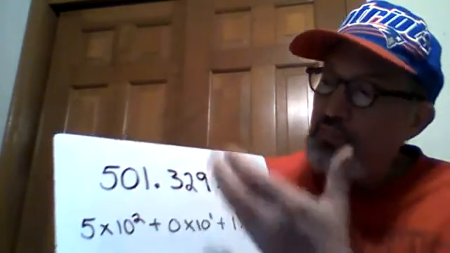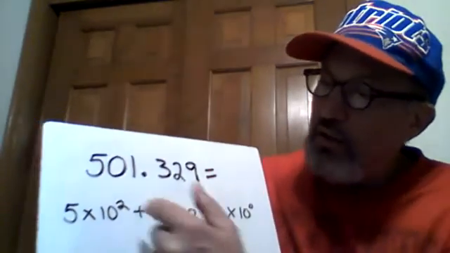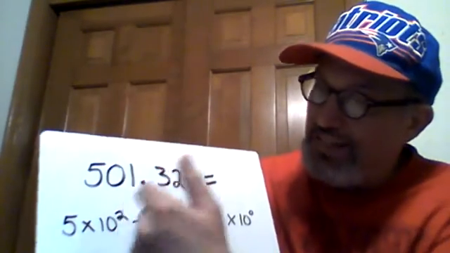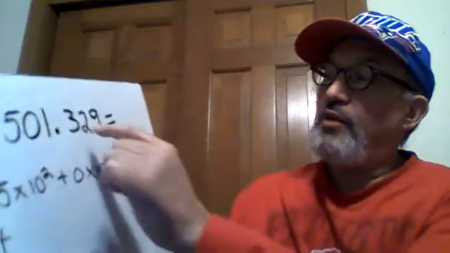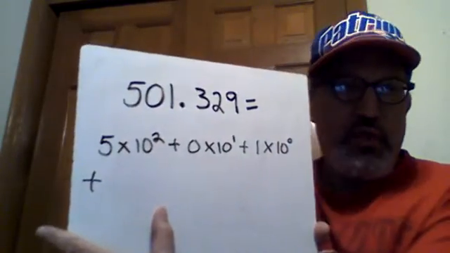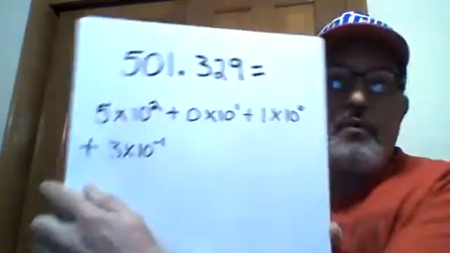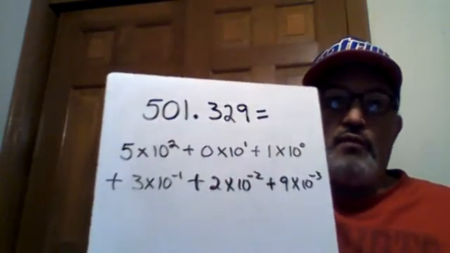But in terms of these place values using powers of 10, once again we see that there's going to be a descending order of the exponent: 2, 1, 0. Now we get to the 3, and we have to add to what we already have. We have to add 3 times 1/10, or 3 times 10 to the negative 1, plus 2 times 10 to the negative 2. And finally, plus 9 times 10 to the negative 3. This is called the decimal expansion of this number.